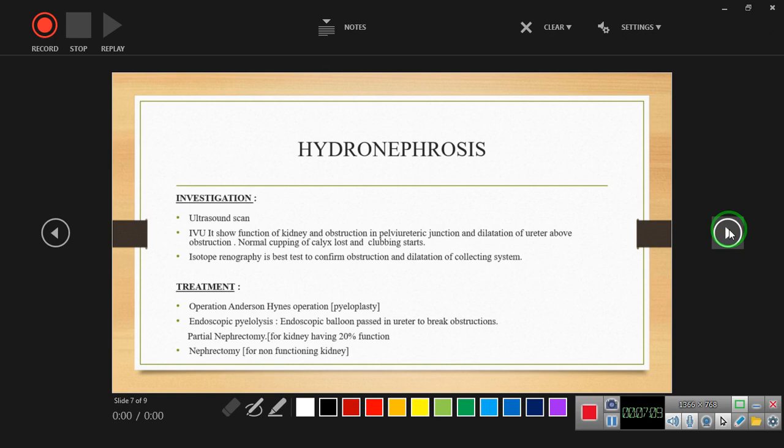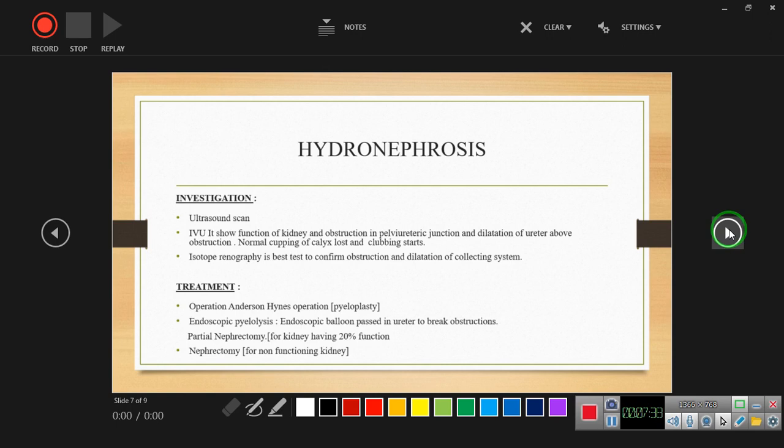Because of this obstruction, the urine accumulates and it causes the loss of calyx cupping, and it develops into full moon-like clubbing. Isotope renography is the best test to confirm obstruction and dilatation of the collecting system.